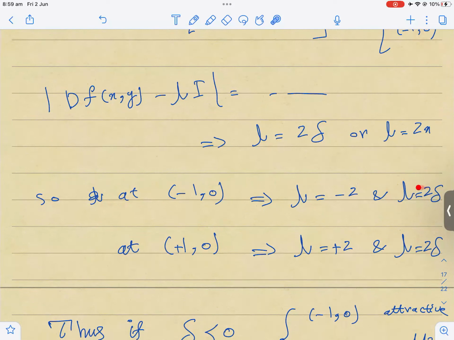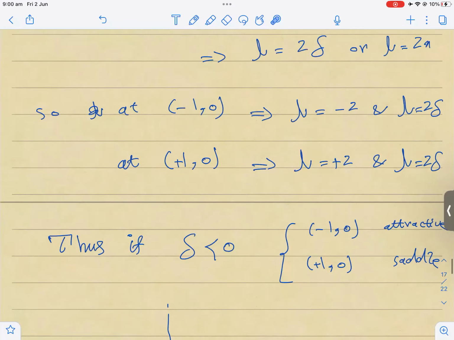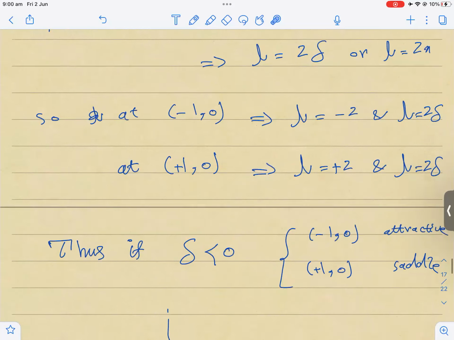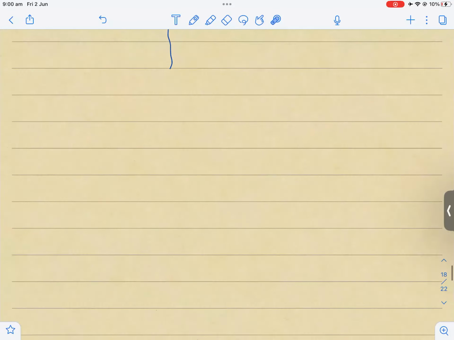If delta is less than 0 and this is already less than 0, then it will be attractive. Otherwise, it will be a saddle. If delta is positive, then it will be non-attractive, unstable. If delta is less than 0, then this will be a saddle. You can do the rest by yourself.